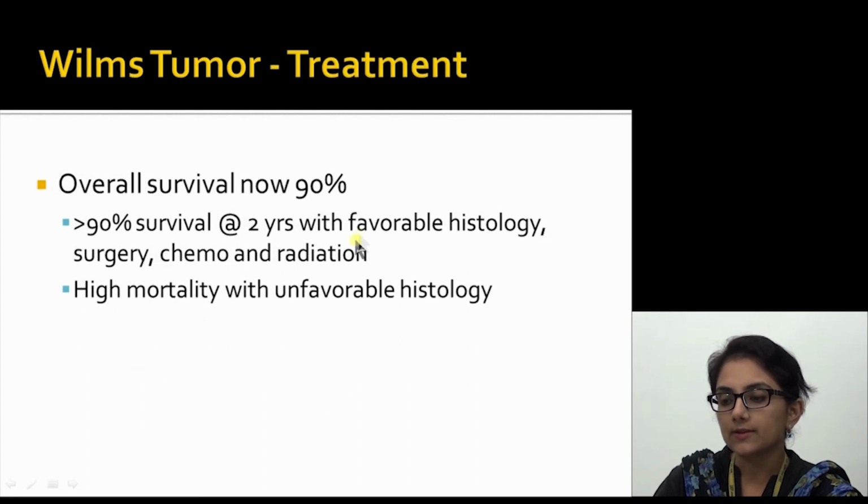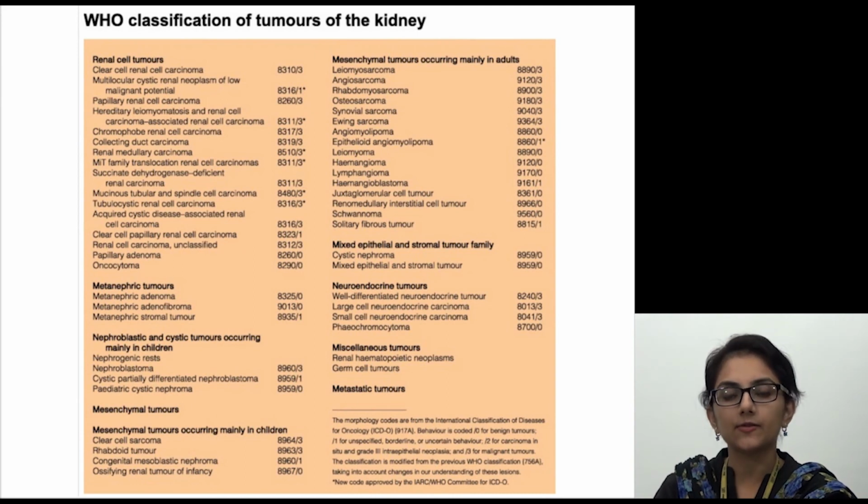We now know that the overall survival is more than 90%. This is usually in tumors which have favorable histology, that is, they show absence of diffuse anaplasia, and after successful surgery, chemo and radiation therapy. Those patients who have diffuse anaplasia, which is an unfavorable histological feature, tend to have relatively high mortality. So to summarize, the kidney is affected by a wide variety of tumors, and here I leave you with the WHO 2016 update of renal tumors. Thank you.